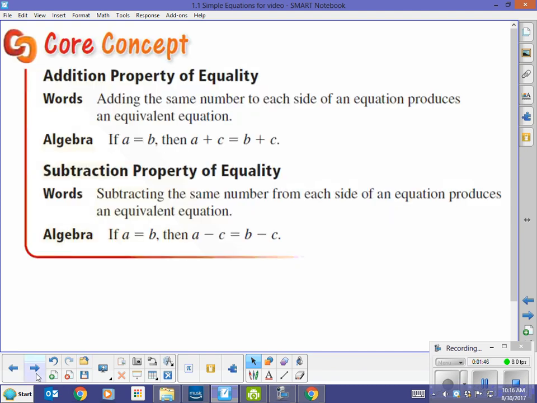The first thing we see is that we have some core concepts. We're going to be putting some definitions in our notebook from the book, and these are important because we need to be able to talk about properties. We have to use English language to describe what we're doing in math. So go ahead and add these to your notes, and I'll do the same. You can pause the video at any time in order to do that.